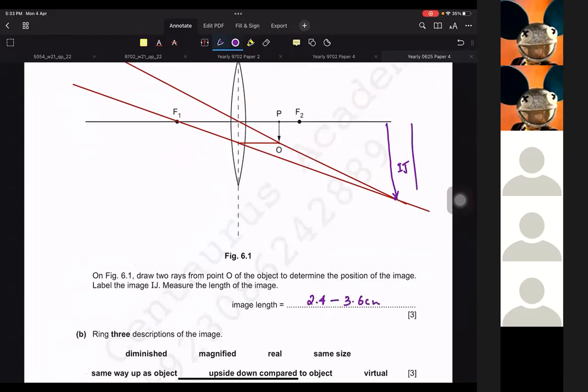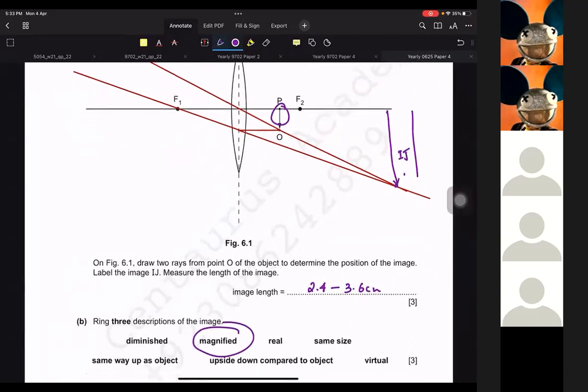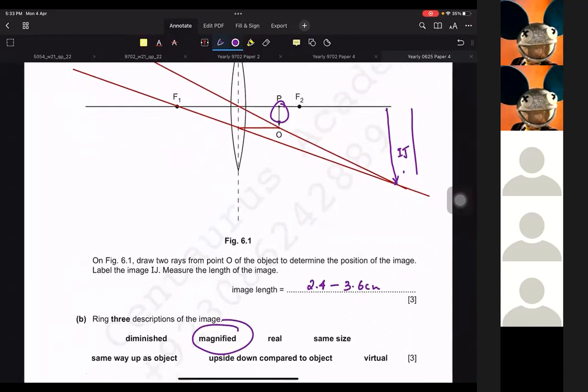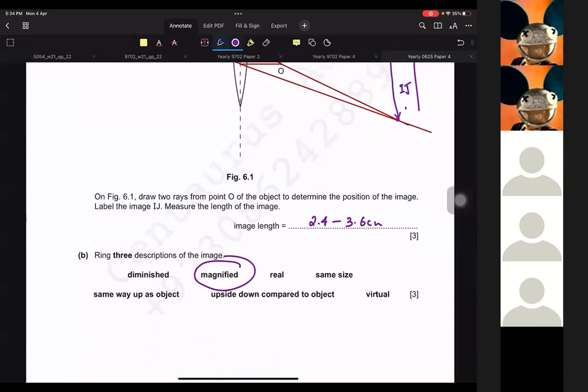So in the range. Now, of course, if the object and the image are on the same side, they are virtual, they're not real. So it's a 3 description. First of all, this is magnified. This is upright, not an upside down image. And this is virtual. So you guys need to remember this, right?